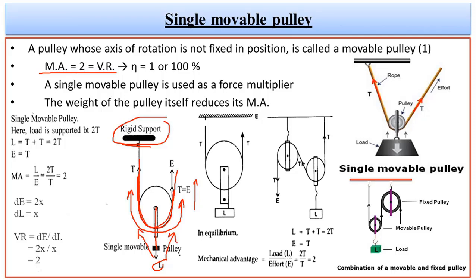Here you can see a simple calculation of the load. The load applied over here gets balanced by two sides of tension force. The sum of that will be 2T. Whereas the effort is applied to only one end of the string, thus it equals one tension force, T, applied by the string. When we put all this information into the calculation of mechanical advantage, we get 2T by T, and thus the answer comes to 2.